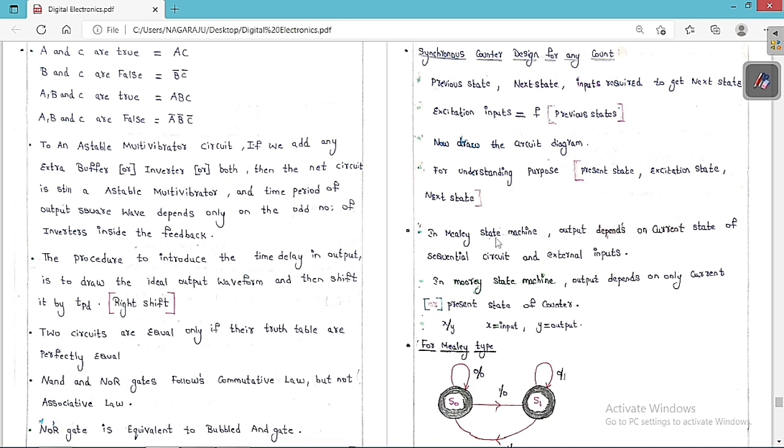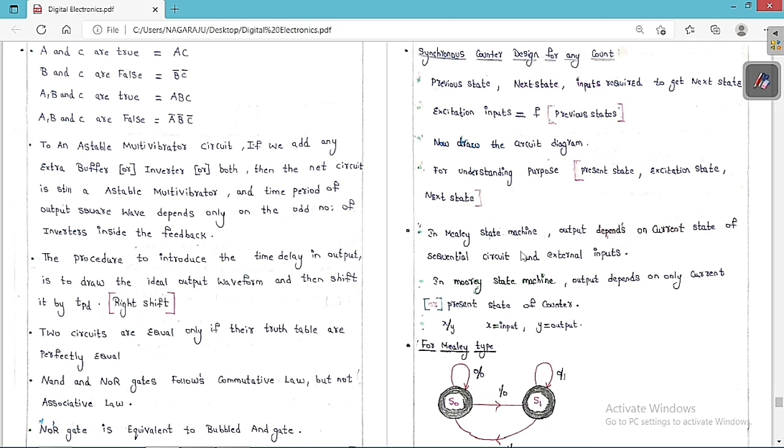I already told you, the first thing that you are going to get is the Mealy state machine, and then you are going to get the Moore state machine. I already told you, because Mealy is always going to come earlier than Moore. In a Mealy state machine, output depends on the current state of the sequential circuit and the external inputs. Whereas in a Moore state machine, output depends only on the current or present state of the counter. These things I already told you, very important things.